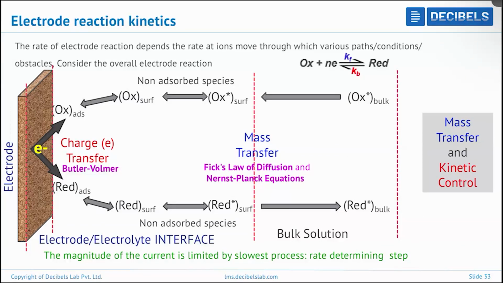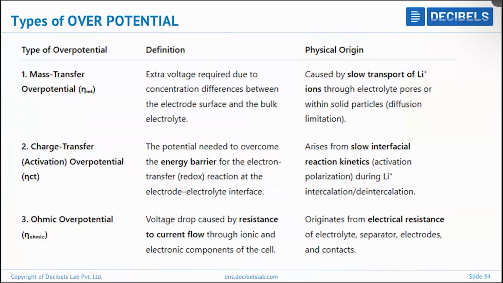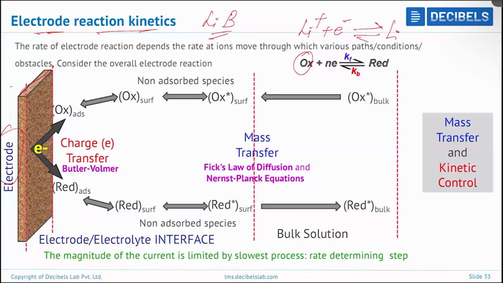Let us understand the electrode reaction kinetics in lithium-ion batteries. So this is the electrode. Let us assume that this is the electrode, and we have the oxidized species, meaning Li+, and the electron. Lithium is reduced, Li+ ion is oxidized, and we have a rate constant for the forward reaction and a rate constant for the backward reaction.